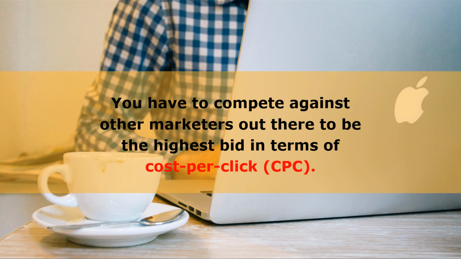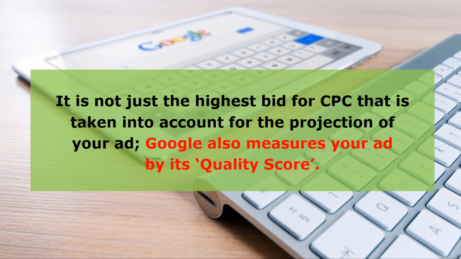Bear in mind, however, that you're not the only company wanting to serve adverts for that particular keyword or keywords. Other companies with the similar niche will also bid for a spot in the SERP. Hence, you would have to compete against other marketers out there to be the highest bid in terms of cost per click, or CPC. However, it's not just the highest bid for CPC that's taken into account for the projection of your ad. Google also measures your ad by its quality score.